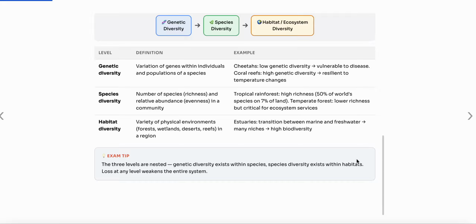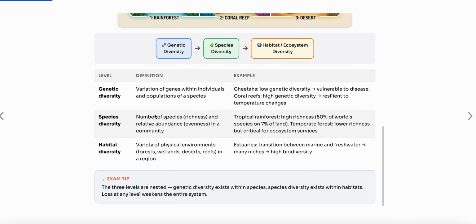So it is said that we should have more genetic diversity because that will help in making an ecosystem more resilient to sudden change. So if there is higher habitat diversity, we have high species diversity, and if you have high species diversity, that means you have higher genetic diversity.